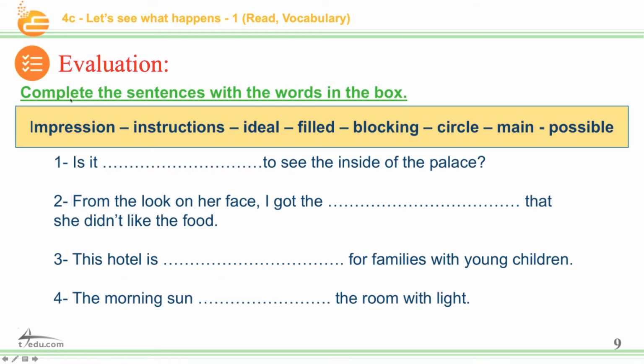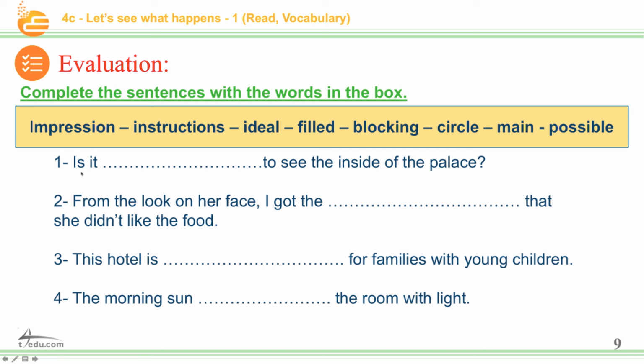Evaluation time, everybody. Complete the sentences with the words in the box. You have impression, instructions, ideal, filled, blocking, circle, main, and possible. You have to know the meaning of these words to answer these questions.